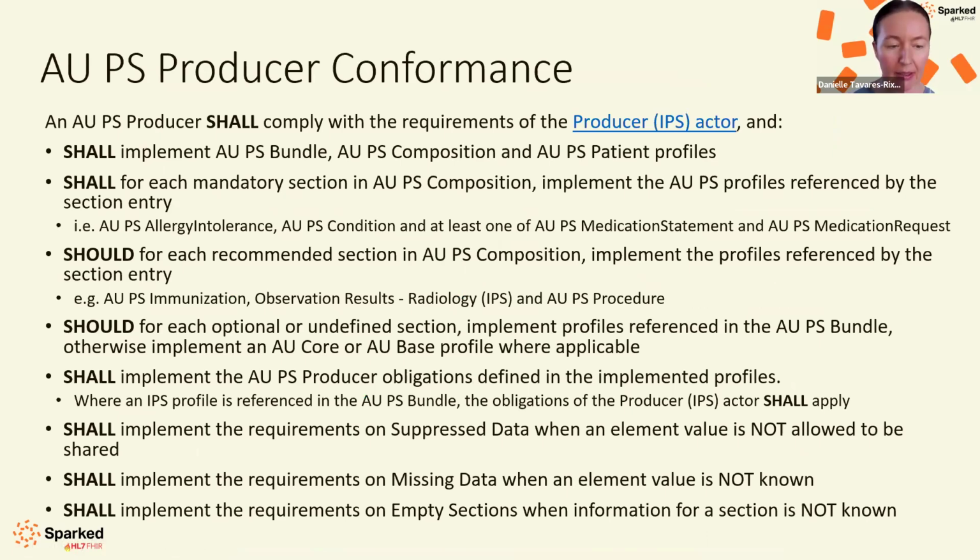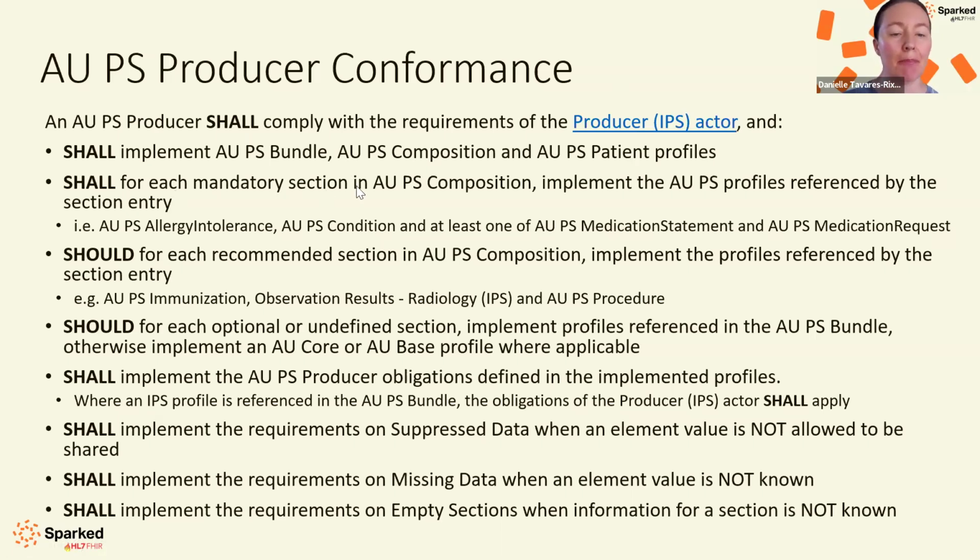Okay, here's the specific details. And we're bringing this up also because this is where we start to fold in the fact that there are requirements for both of these actors around the different parts of suppressed data, missing data, or empty sections. So here's what we've worked through. We've said our patient summary producer shall comply with the requirements of the producer IPS. It shall implement AU patient summary bundle, composition, and patient. They are the three minimum profiles you have to implement, no matter what. We inherit this from IPS.